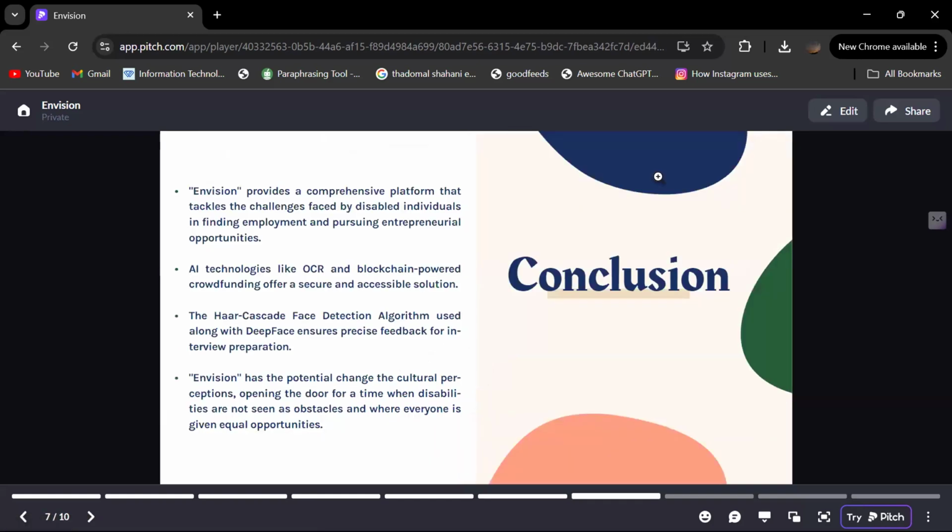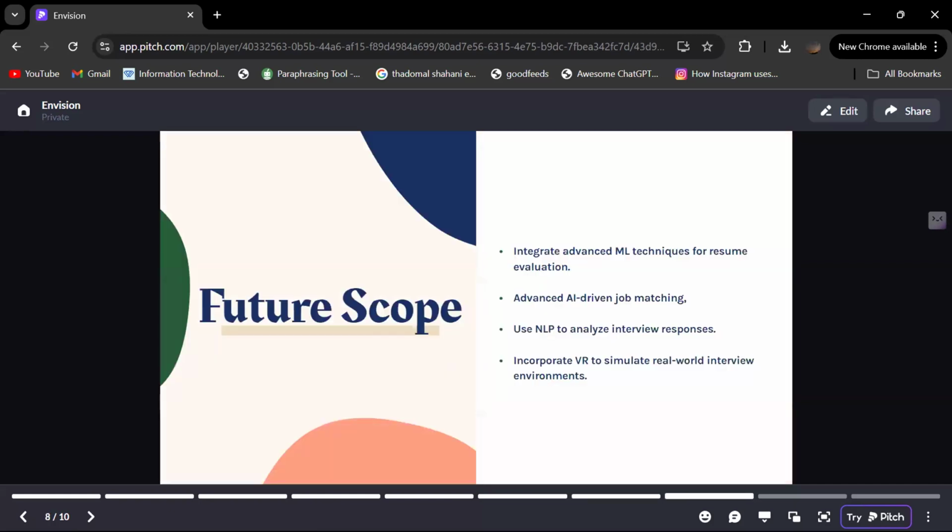Now, in conclusion, Envision is a comprehensive platform that tackles challenges faced by disabled individuals in finding employment and pursuing entrepreneurship opportunities. It uses AI technologies like OCR and blockchain powered crowdfunding, and it offers a secure and accessible solution. The Haar cascade face detection algorithm used along with DeepFace ensures precise feedback in interview preparation. So Envision has the potential to change the cultural perspective, opening the doors for a time where disabilities are not seen as obstacles and where everyone is given equal opportunity.